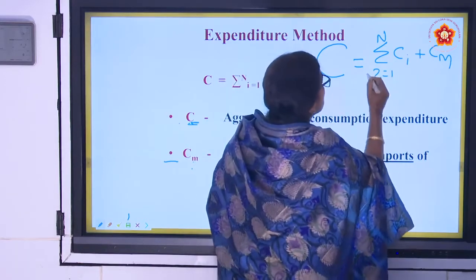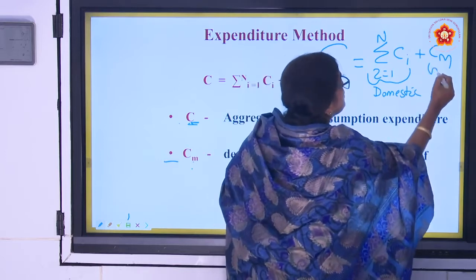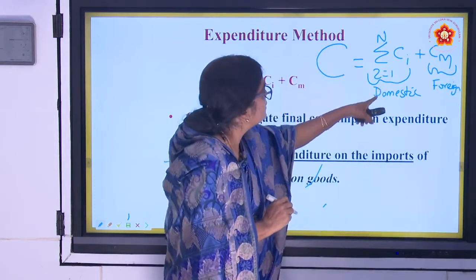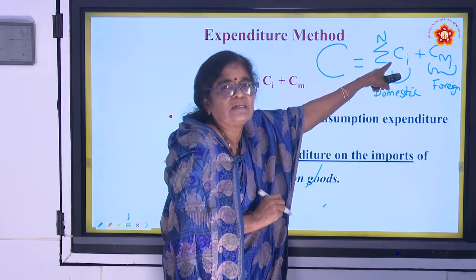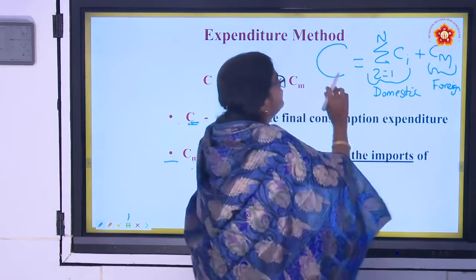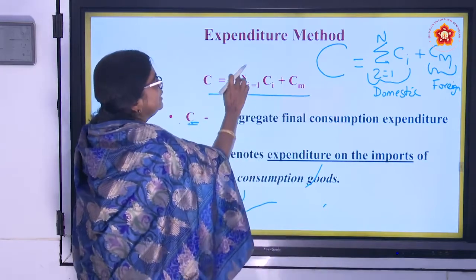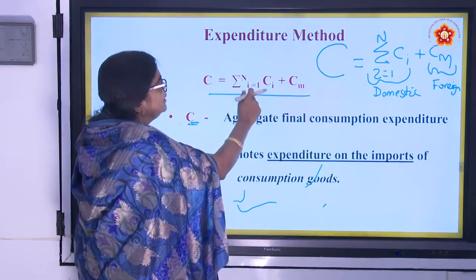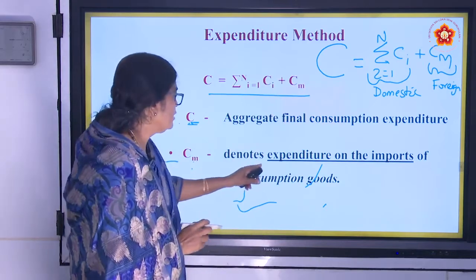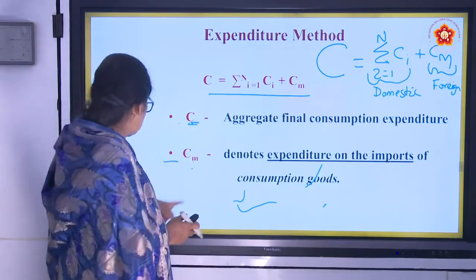Domestic means within the country; this is foreign. Therefore, this is consumption expenditure incurred in the domestic consumption of the firms, and this is expenditure on imported goods. Therefore, C is equal to the summation over i equal to 1 to N, all the N firms in the entire economy, of consumption expenditure, plus expenditure on imported goods. CM denotes expenditure on the imports of consumption goods, and capital C is the aggregate final consumption expenditure.